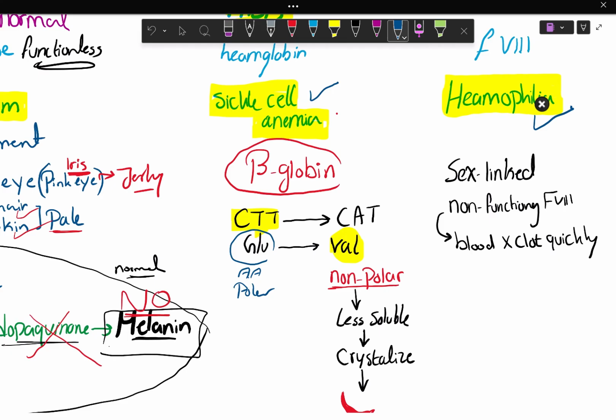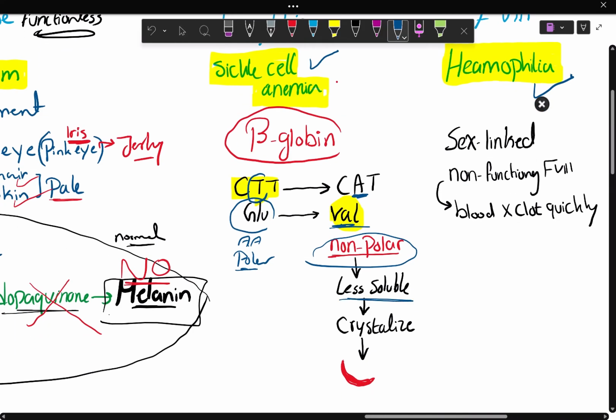But if there is a mutation and this T is randomly changed into an A, so this will be CAT, instead of having a glutamine, we're going to have valine. You should know the mutations and know the names of the amino acids. This will have marks. The valine, instead of being polar like the glutamine, is non-polar, so it is less soluble and will crystallize.